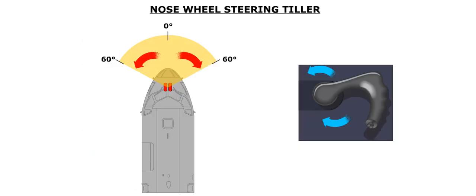The steering handwheel is used to direct hydraulic pressure to the associated side of the nose wheel steering system. Up to 60 degrees of steering left or right of center is available. The nose wheel steering system will center after liftoff.